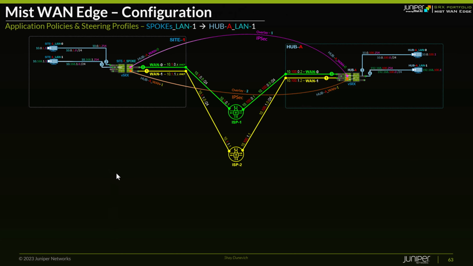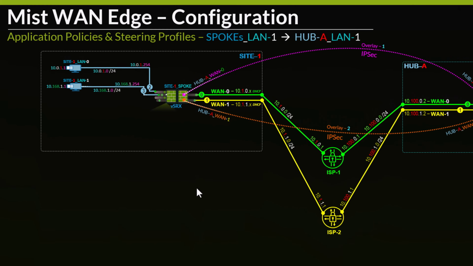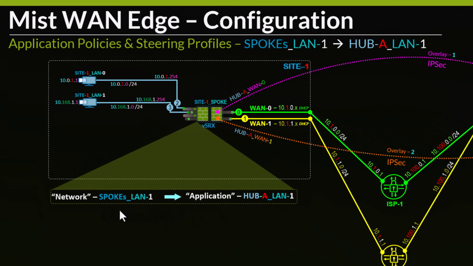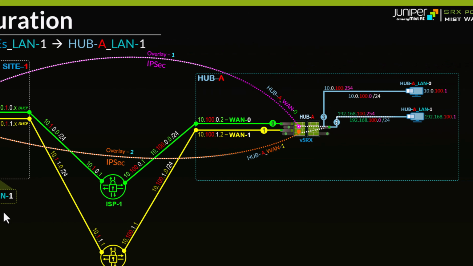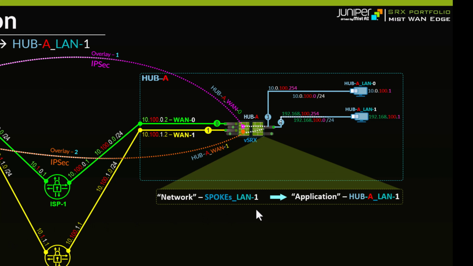Okay, so now once we have created our networks and attached them to the devices, G003 on the spoke and 4 on the hub, we can go ahead and create an application policy and then a steering profile as we have done previously for LAN 0. If you haven't watched those segments, please go back and watch the segments in part 2 where I show how to do this. But in general, we would add an application policy that will allow spokes LAN 1 network going to an application hub A, which we have created. And obviously the same will be applied on the hub.